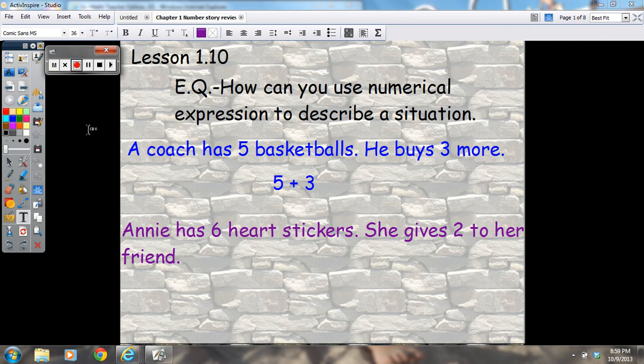Okay, now here's another pretty basic situation. It says Annie has 6 heart stickers. She gives 2 to her friend. Well, we start with what we know. We know Annie has 6 heart stickers. Now, if Annie is giving 2 heart stickers to her friend, that means she's going to wind up with less heart stickers than what she started with. If she's giving them away, we're going to have to subtract those 2 heart stickers. She has 6, she gives 2 of them away. That's going to be 6 minus 2 is the expression that we need to use to describe this situation.